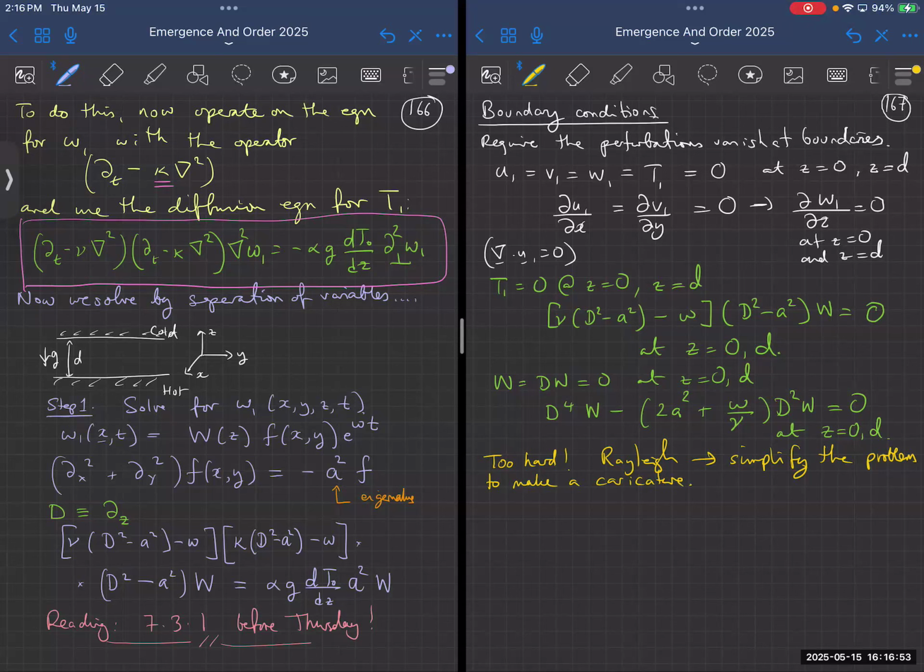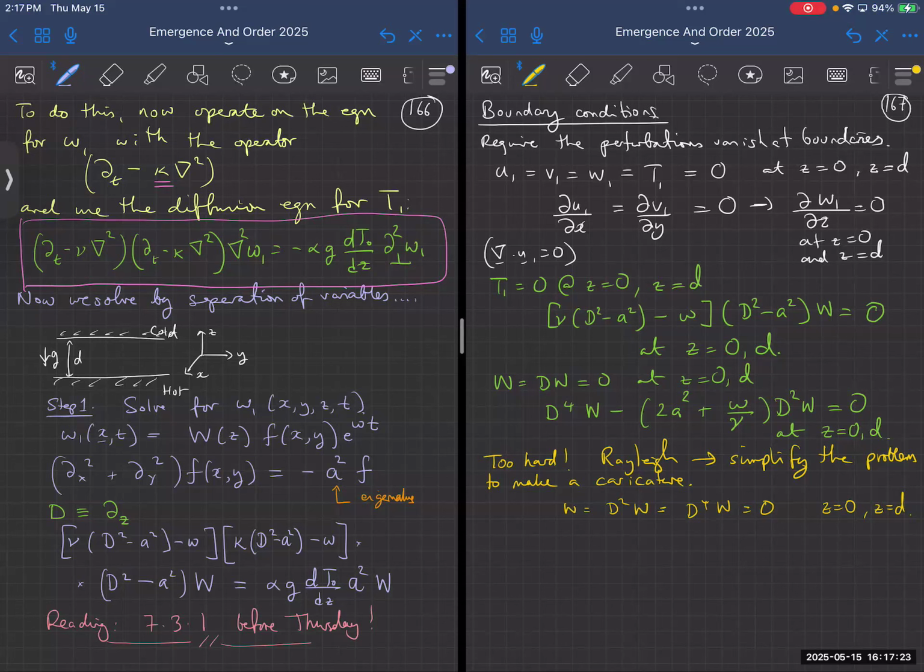And so he said, let's do this. Why don't we just say that W equals D squared W equals D fourth W, and those are equal to 0 at Z equals 0 and Z equals D. So those are much simpler, and they're clearly related to what we have. It's still pretty hard to solve, but at least we can make some progress. So we're just going to use these boundary conditions.